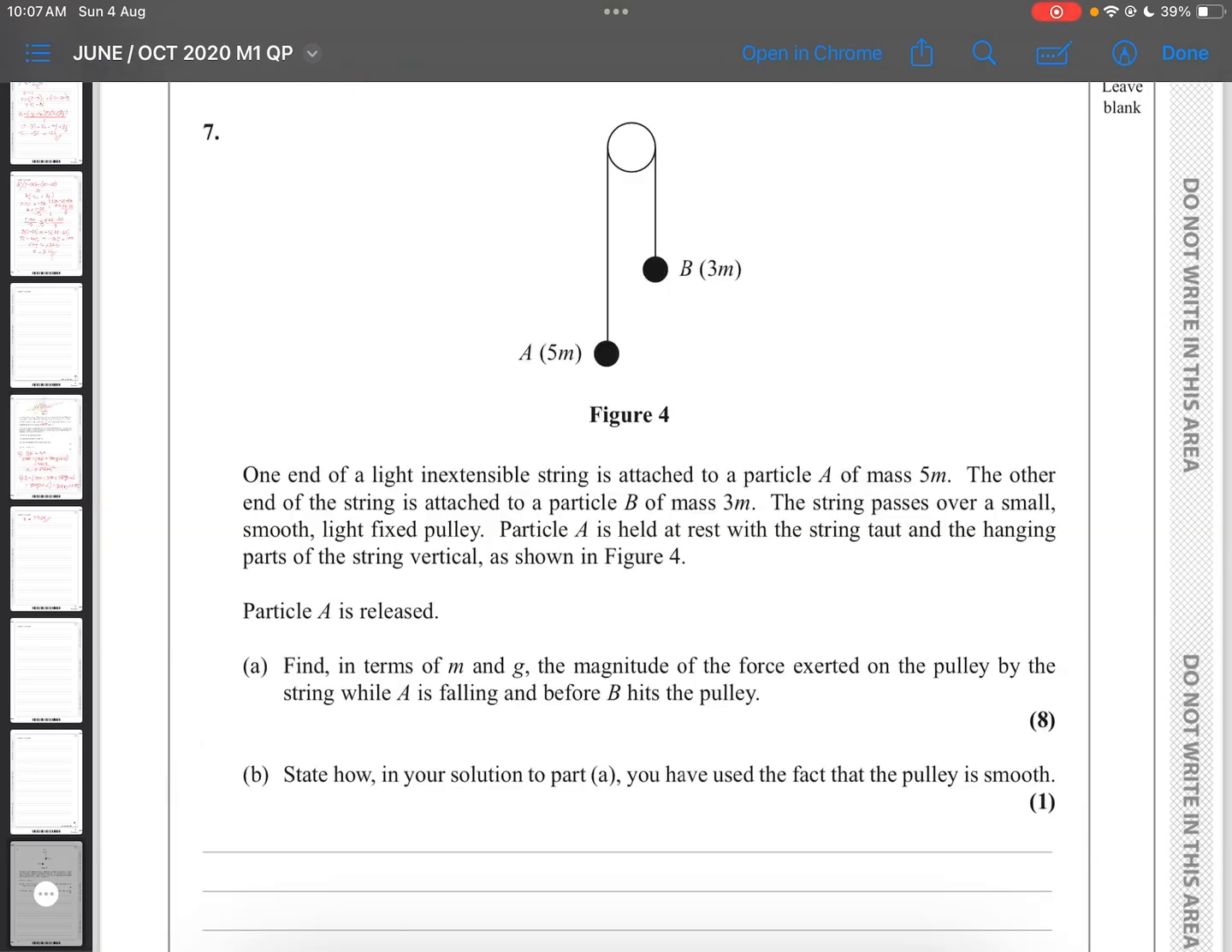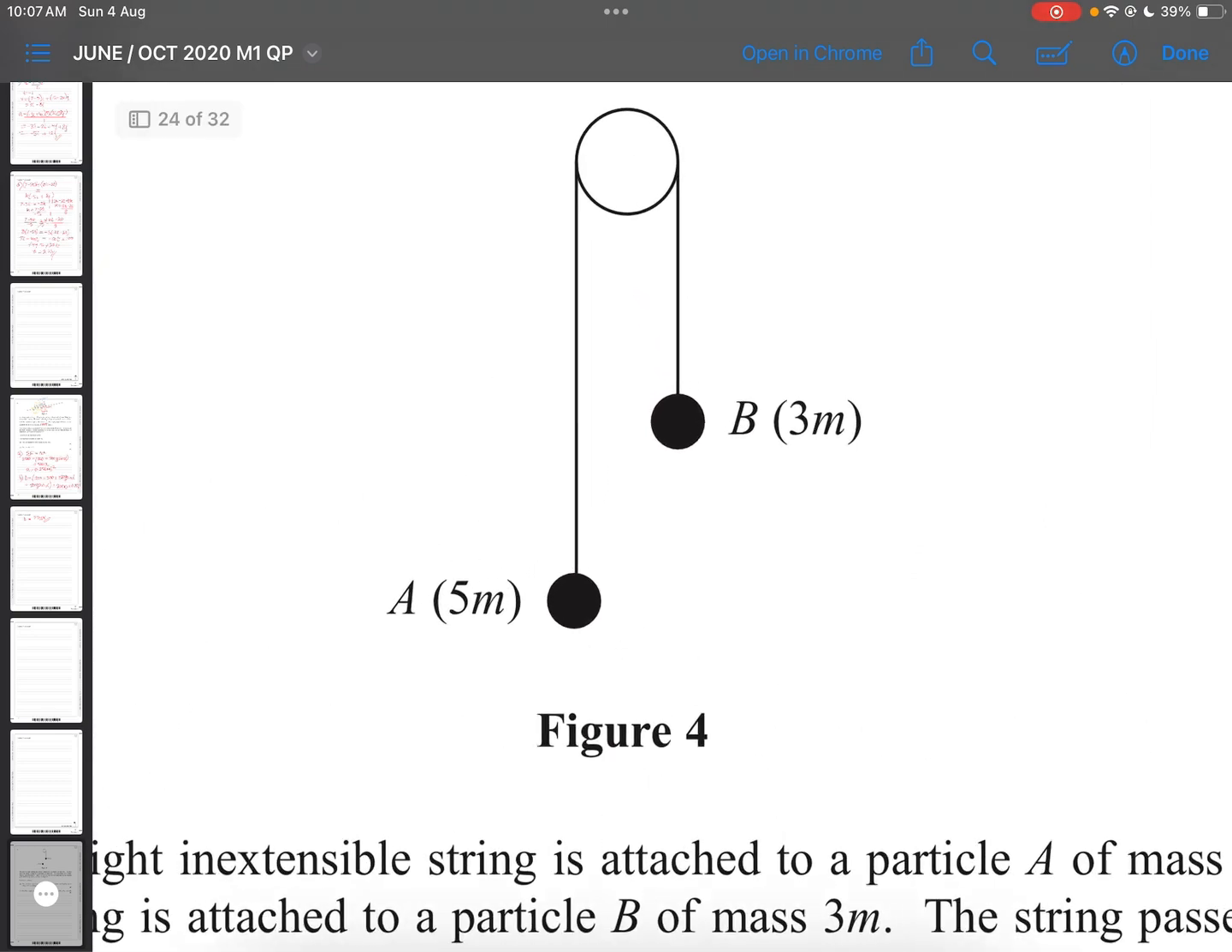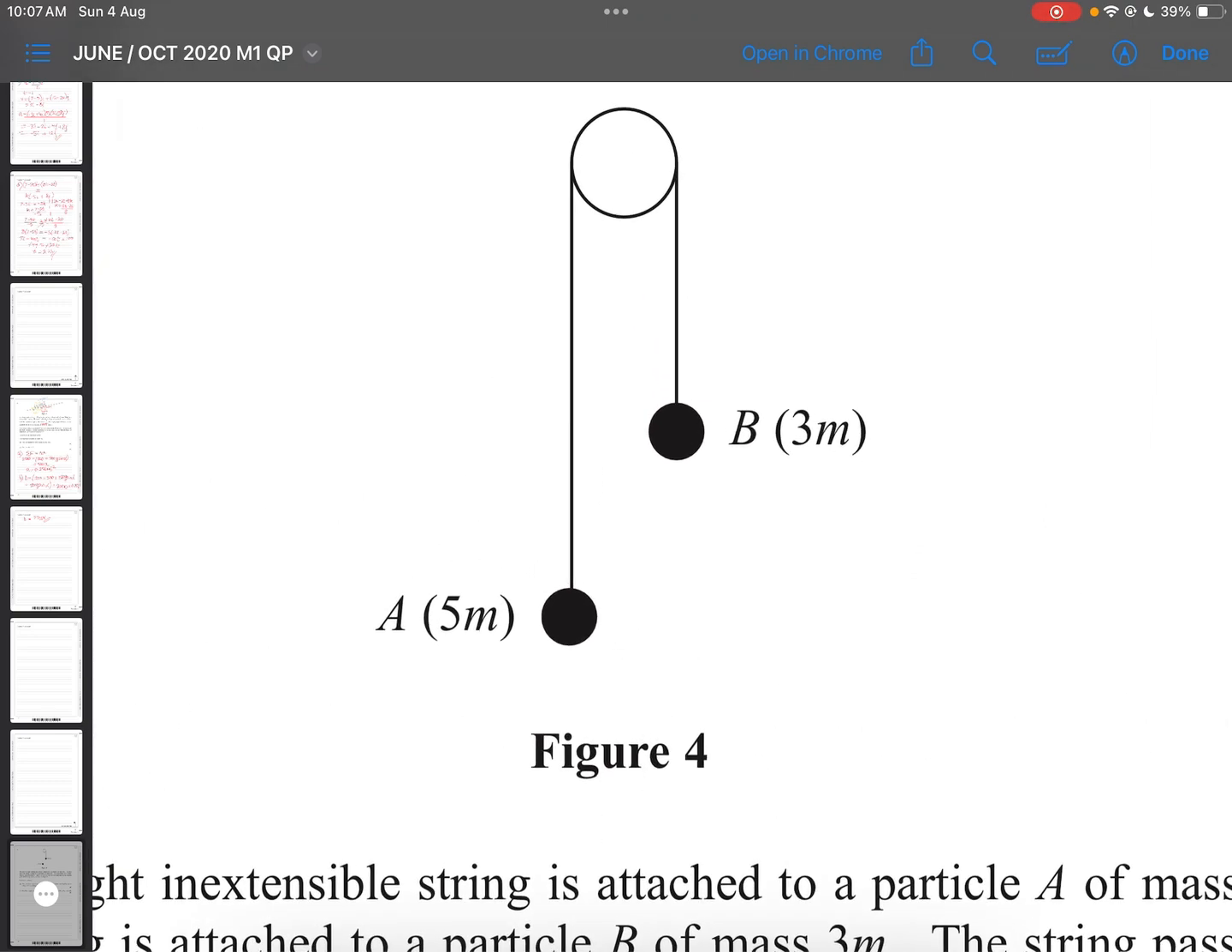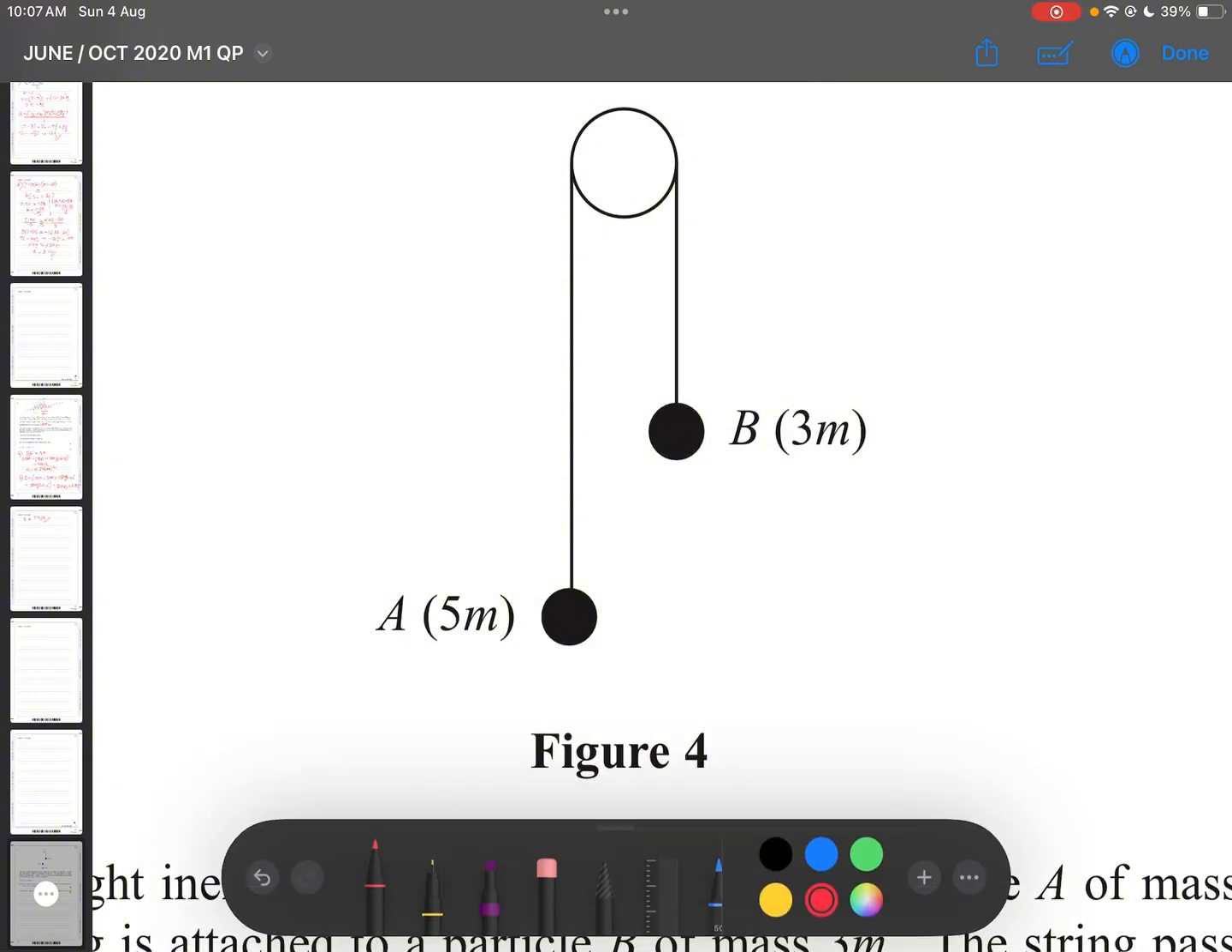Question 7 says, one end of a light inextensible string is attached to a particle A of mass 5m. The other end of the string is attached to a particle B of mass 3m. The string passes over a small, smooth, light fixed pulley. Particle A is held at rest with the string taut and the hanging parts of the string vertical. Particle A is released. We know that 5m is greater than 3m. We can figure that out, right?